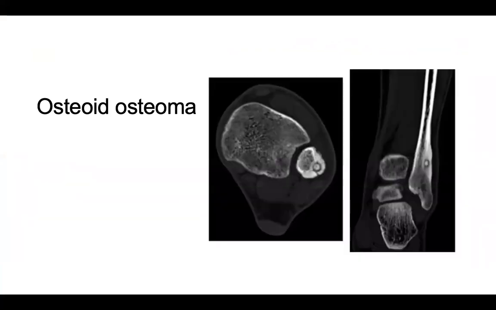But when the CT scan has those pathognomonic imaging features, with the calcified nidus and the very nice benign solid periostitis, then we have no hesitation to call that lesion an osteoid osteoma.